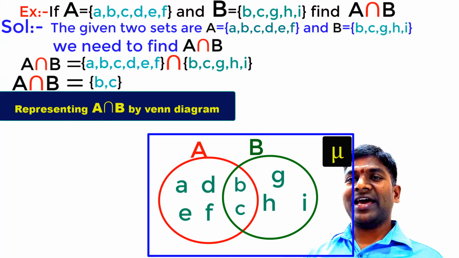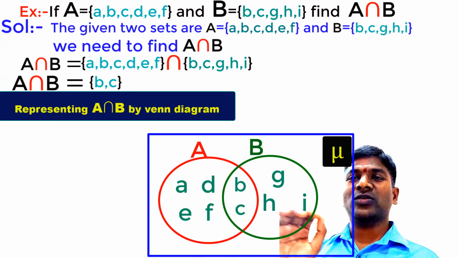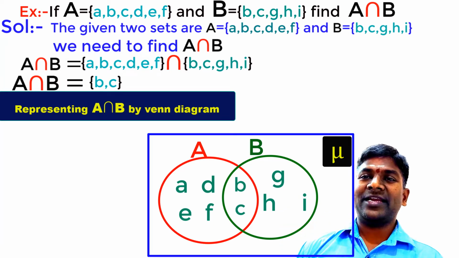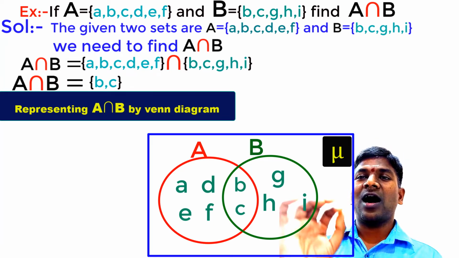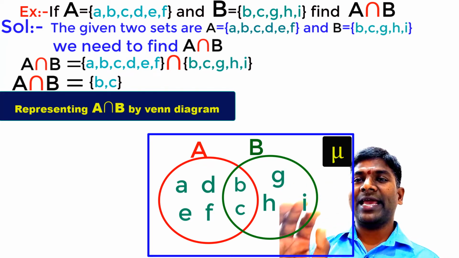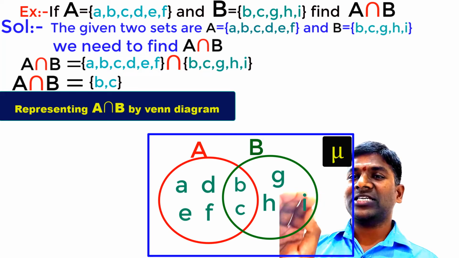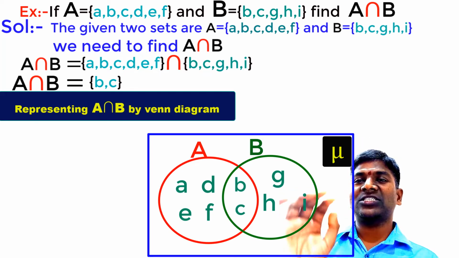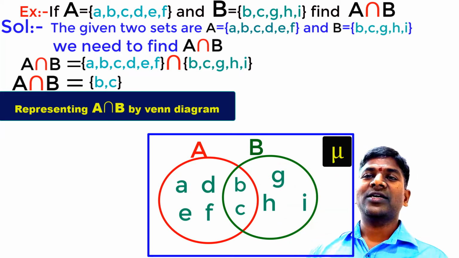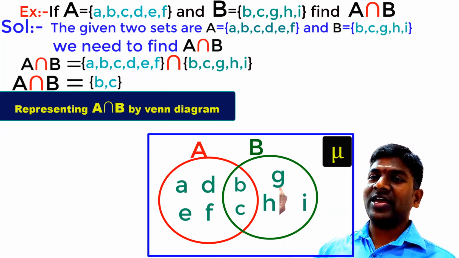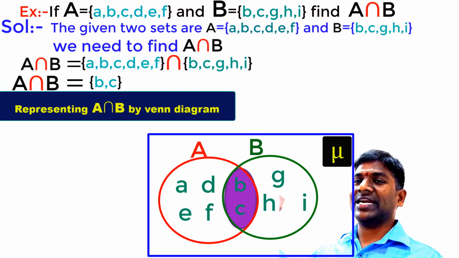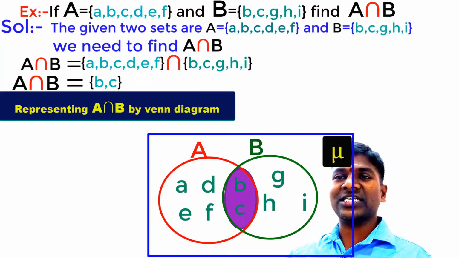But here the actual thing we have to find is A intersection B. A intersection B means the common elements of A and B can be taken in A intersection B. A intersection B consists of elements which are common to set A and set B. So we shaded the region which is common to set A and set B as shown on the screen.